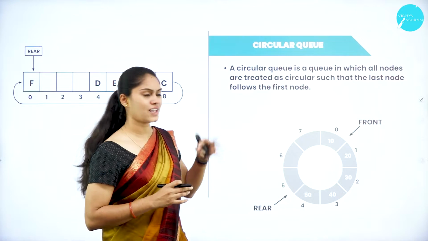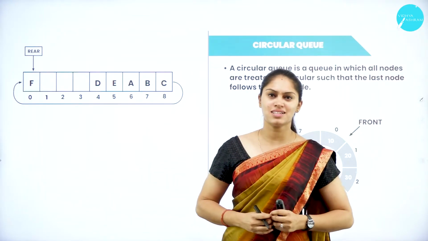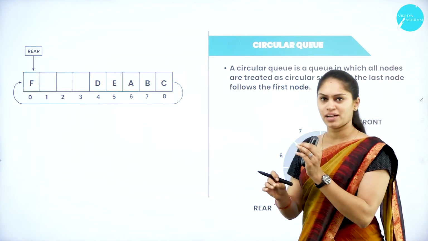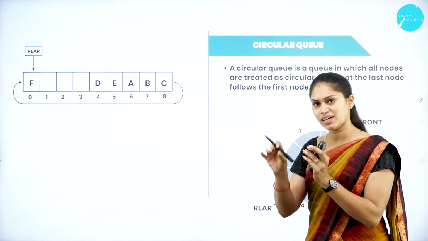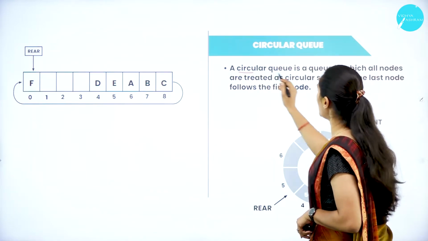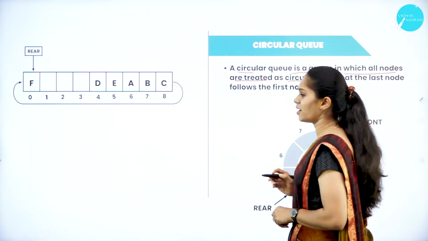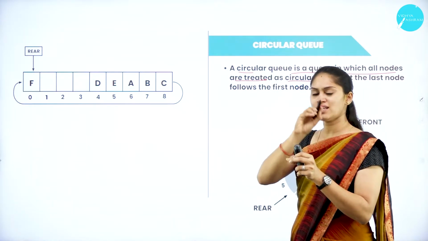So we'll see the circular queue. As the name indicates, circular. So circular in the sense what? The last element will be continued with the first element. So we'll see now, a circular queue is a queue in which all the nodes are treated as circular. Every node will be treated as circular.